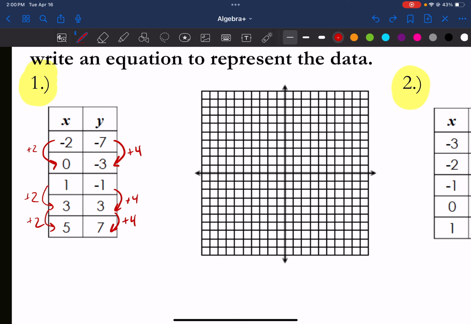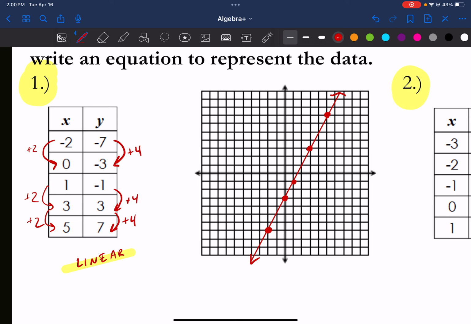So what we notice about this is that it does create a line. It is linear because we can also plot our points. So we have -2, -7, which is here. 0, -3. 1, -1. 3, 3. And 5, 7. If you notice from here, it is clear that it is a line.